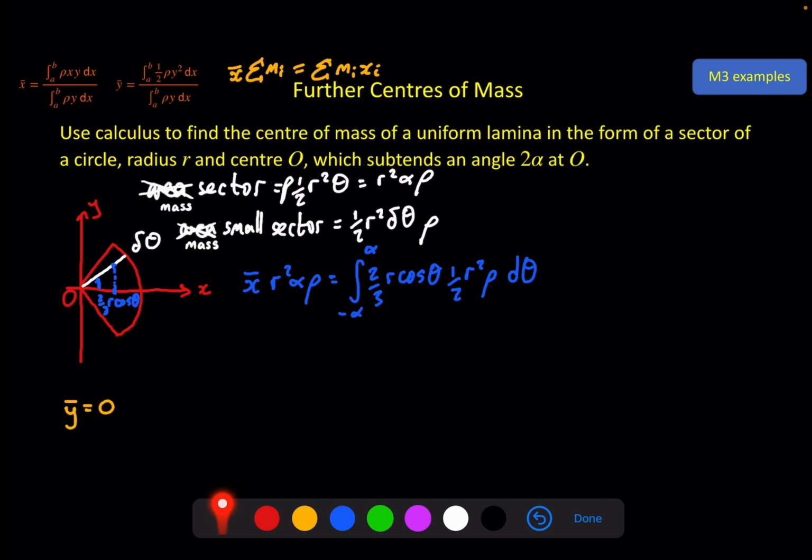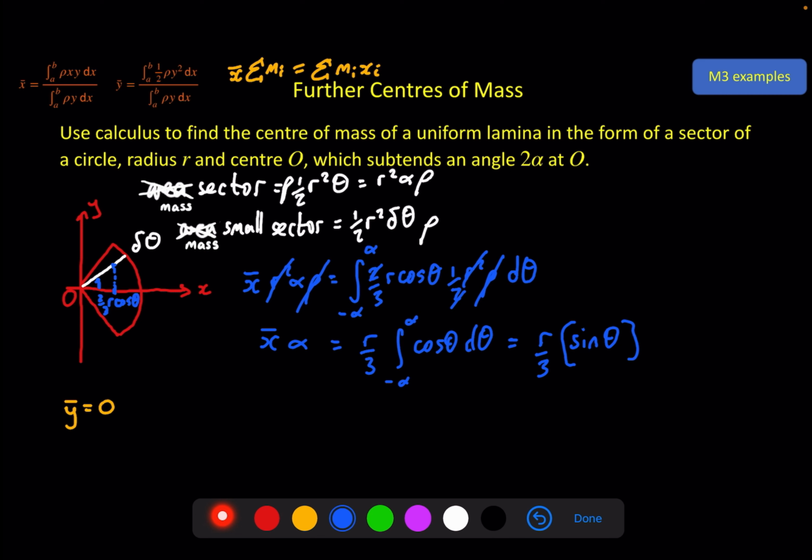I can immediately tidy this up a little bit because the two rhos are just constants, they will cancel. R is also a constant, so the r squared can cancel there. I can pull out the numbers, the 2's cancel. So we get r over 3 integral minus alpha to alpha cosine theta d theta. And on the left we've still got x bar alpha. The integral of cos theta is sine theta.